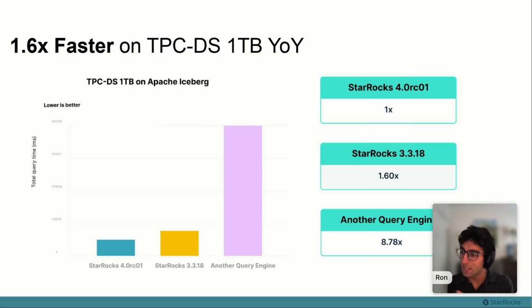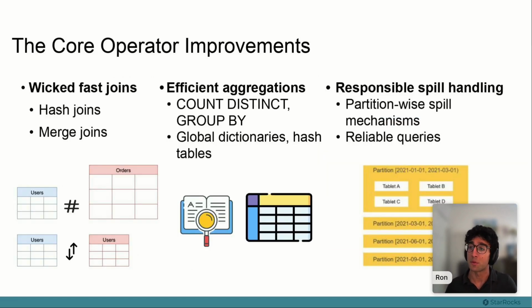And the TPC-DS benchmark is something we've tested on before, and we continue to test on it. Why do we continue to test on it? Well, it's a great benchmark for real-world querying scenarios, specifically in the context of an enterprise situation. But of course, these changes didn't come overnight. We've made some core operator improvements that really got under the hood to contribute to this performance boost. What are some of these core operator improvements? The first one being that a lot of our join operations got significantly faster.